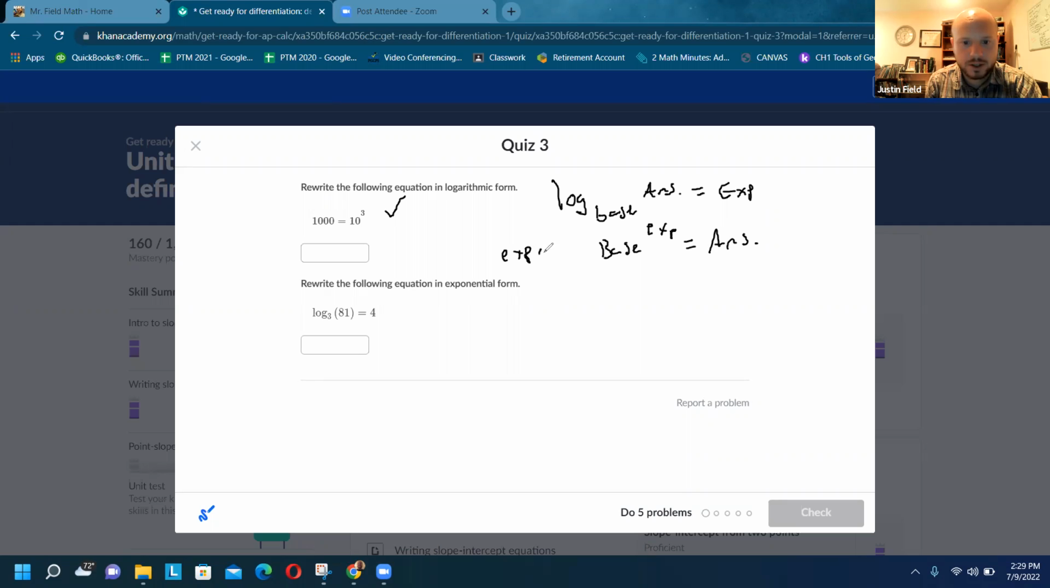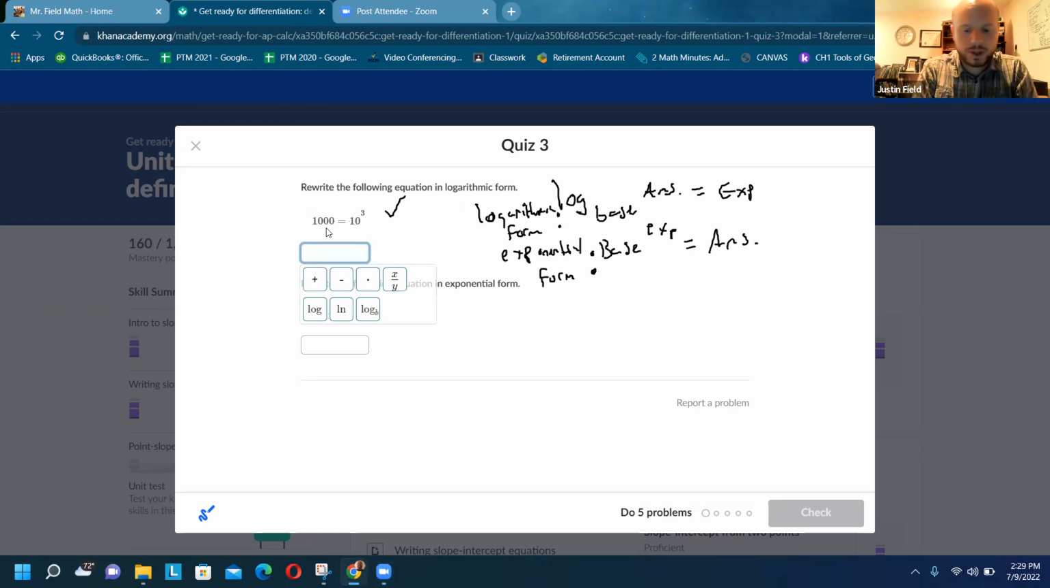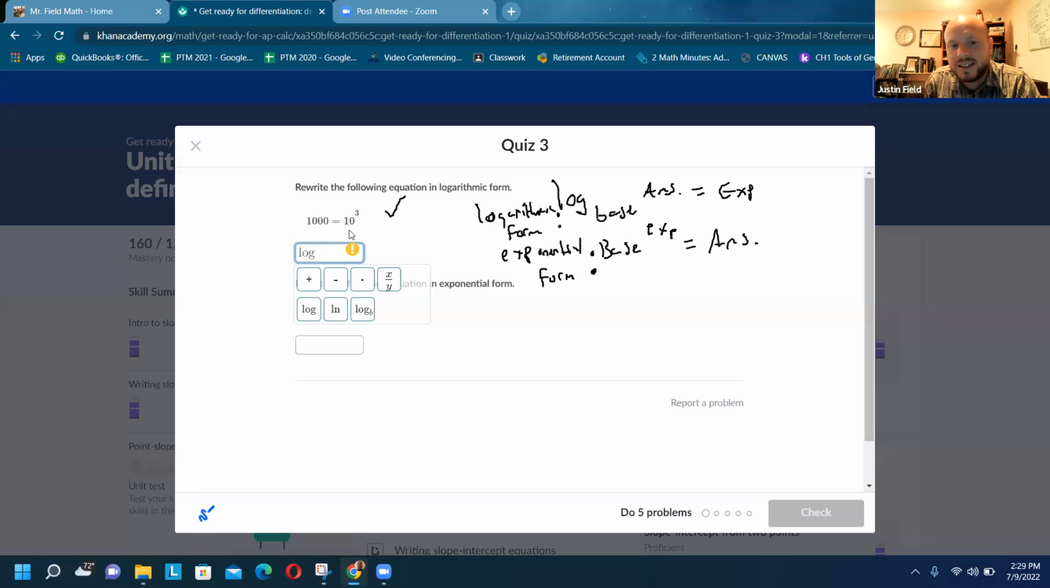This is exponential form, and this is logarithmic form. Ta-da. Okay, so what would be the logarithmic form? Put that word log in there. And then, now the base is 10, as you can see. And so we can just put log 10 equals 3. The exponent is 3. Now, why did I not put 10?